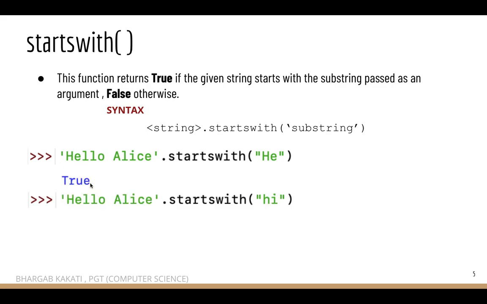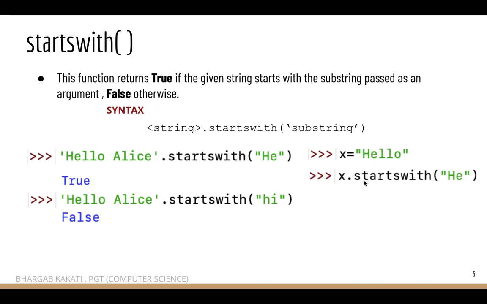Let's consider the second example, hello Alice dot starts with hi. Does it start with hi? No, it does not start with hi. Therefore, it will return the result as false. I can store the string in some variable also. For example, x equals to hello, and then in the next line, if I give x dot starts with he, is it starting with he? Yes, it is starting. Therefore, it will return the result as true. That's the utility of the starts with function.